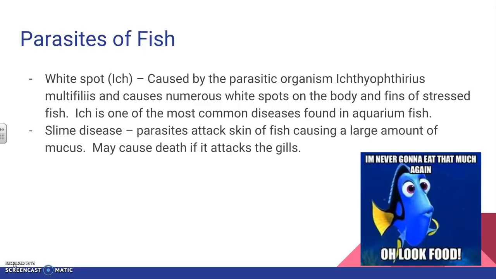White spot, this is caused by the parasitic organism Ichthyophthirius multifiliis, and it causes numerous little white spots on the body and fins of the stressed fish. It's one of the most common diseases found in aquarium fish. Slime disease is another one. This is where parasites attack the skin of the fish, and it will actually cause a large amount of mucus. It can cause death if it attacks the gills, because that mucus ends up clogging the gills, and that's their respiratory system. They essentially suffocate.